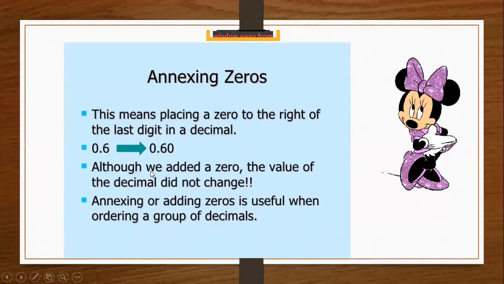So adding zero or more zeros to a decimal number doesn't matter. This means that if you place any zero or more to the right of the last digit in the decimal, that doesn't change the value of the decimal. So when you order or compare any decimal numbers, take care that they have the same number of decimal places, and you can make this happen by adding zero or more zeros.